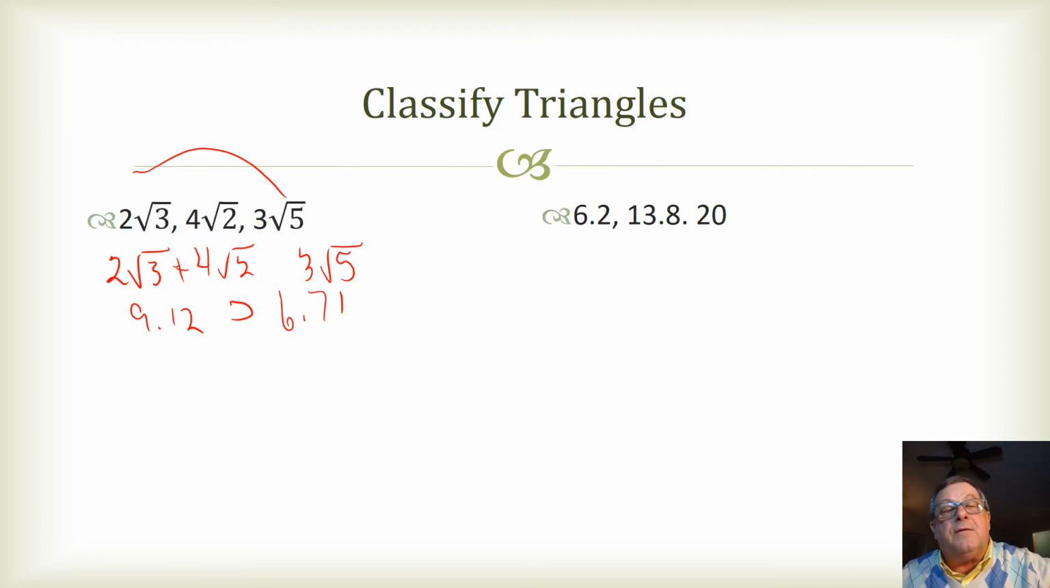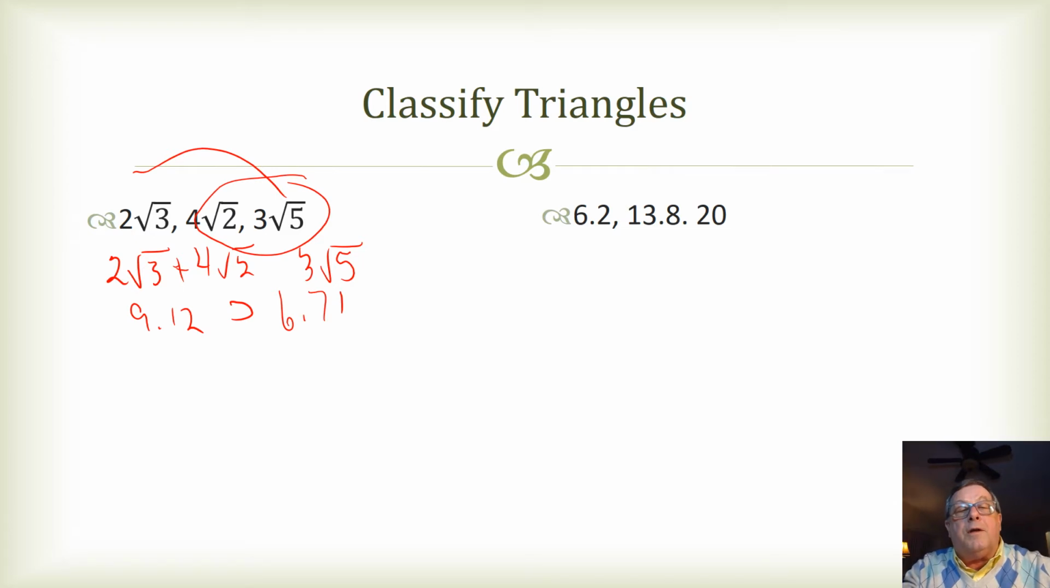Let's then check these two. 4 square root of 2, 3 square root of 5. 4 square root of 2 plus 3 square root of 5. That equals 12.37 actually, 12.37. Well, that's still got to be greater than 2 square root of 3, right? There's no way that 2 square root of 3 could be greater than 12. So we do have a triangle.